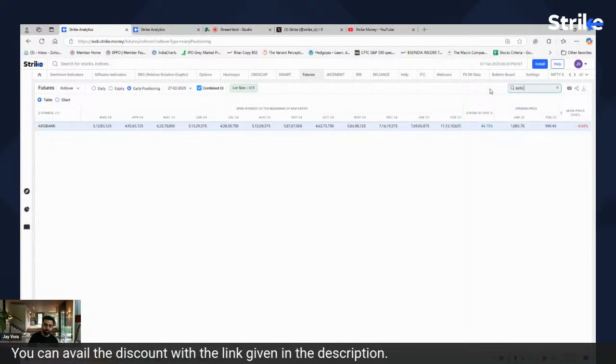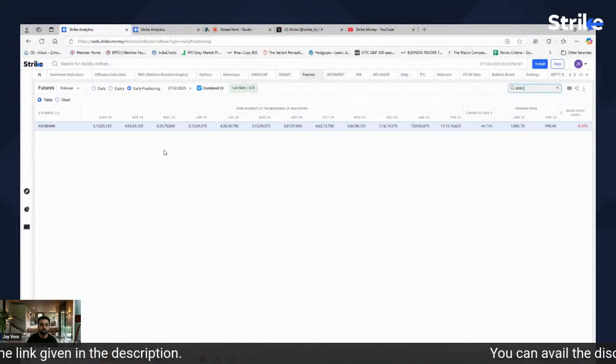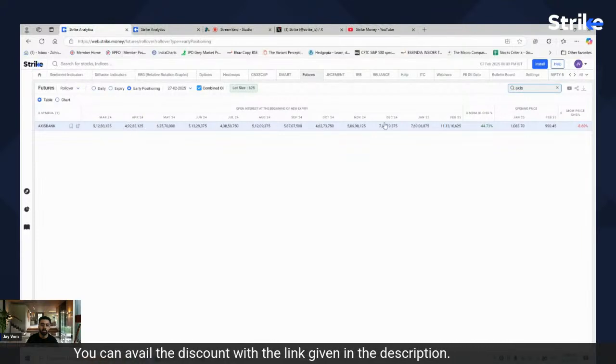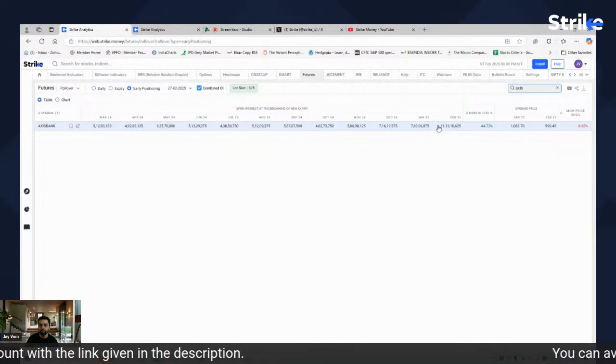So say for example, when I was looking at this rollover data, Axis Bank caught my eye, क्योंकि आप देख सकते हो कि यहाँ पे somewhere around I think 5 crore that used to be the open interest, but after December and so on, you can see that there was a very huge spike.